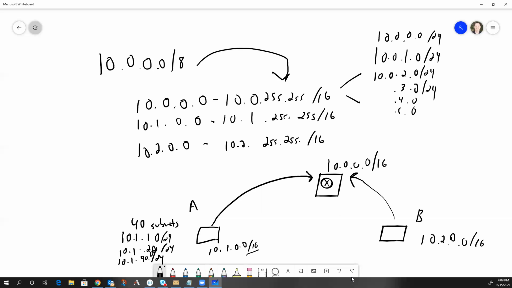So when we get into subnetting and we keep working on this, always think about the reason we're subnetting is to make our networks more efficient and to make them use the IP addresses we have more efficiently.